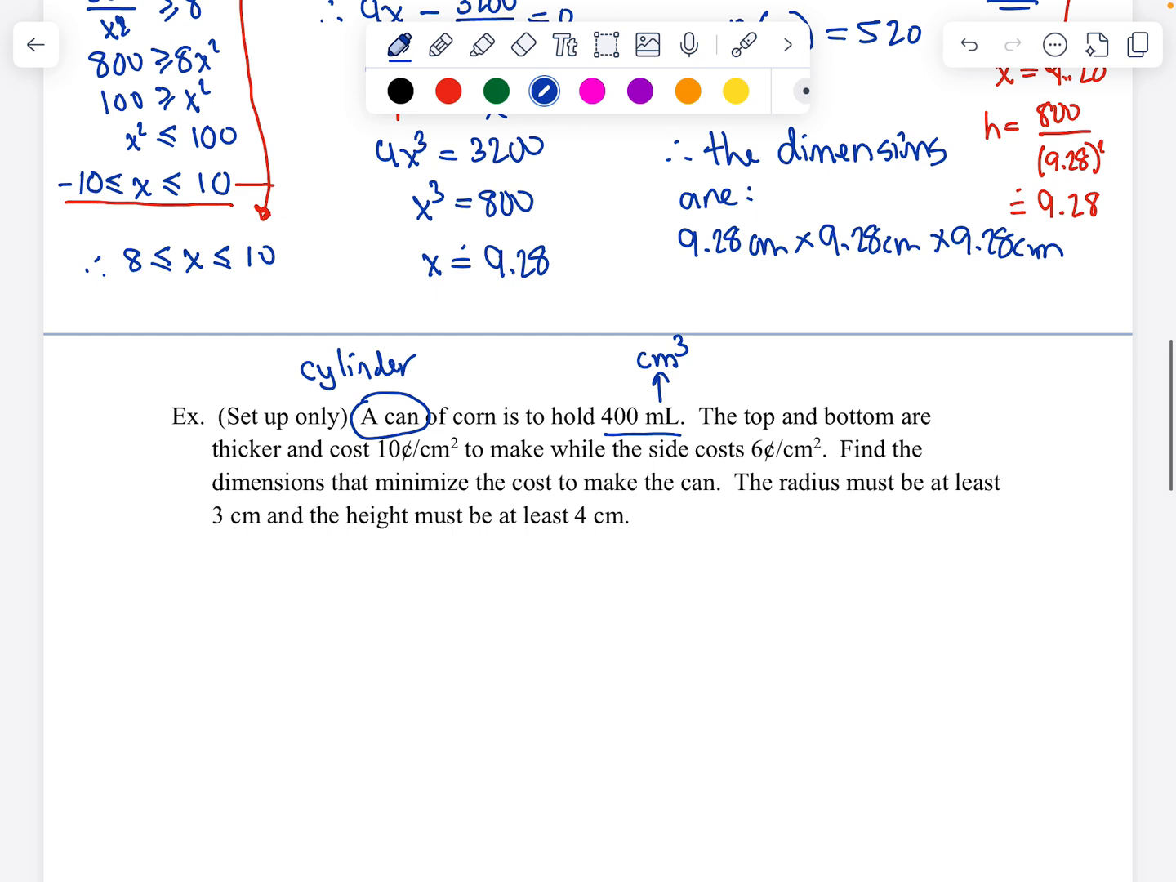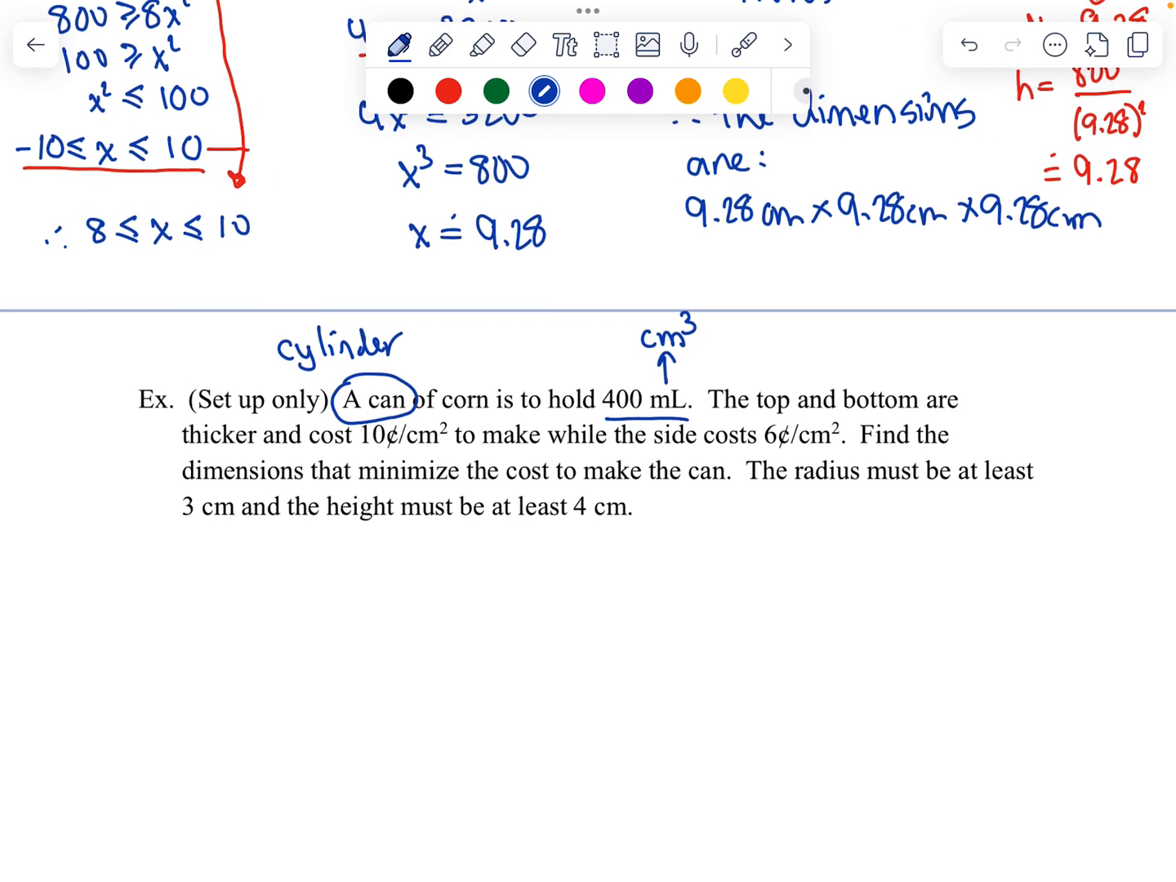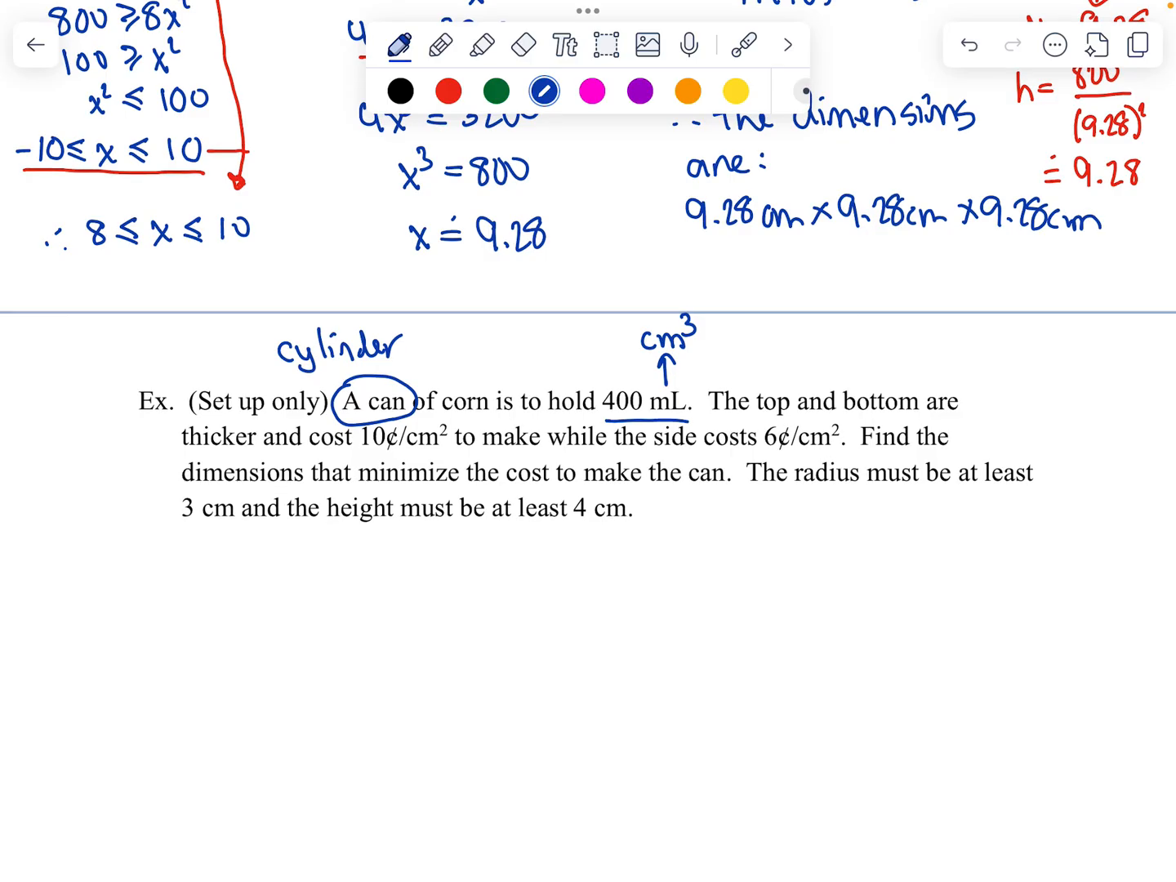Here are the differences. One is that we're dealing with a cylinder instead of a box. The next is that the cost to make this is slightly different. The top and the bottom of the can are a little bit thicker, so they cost 10 cents per square centimeter to make. The side is a little bit thinner, so it doesn't cost quite as much. It only costs 6 cents per square centimeter to make.